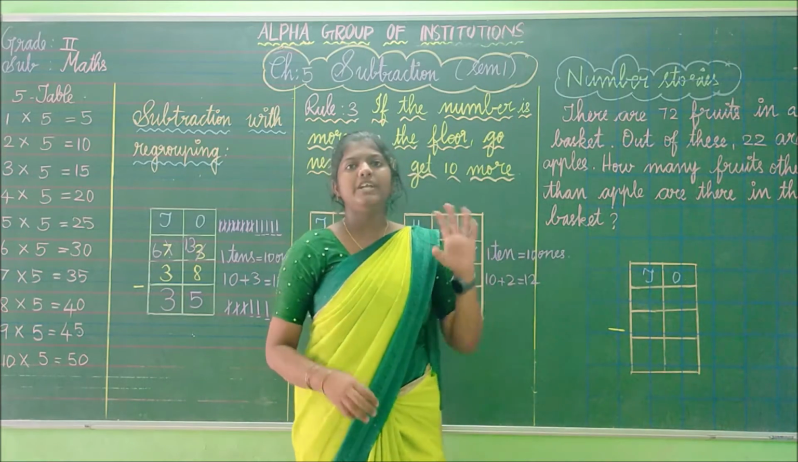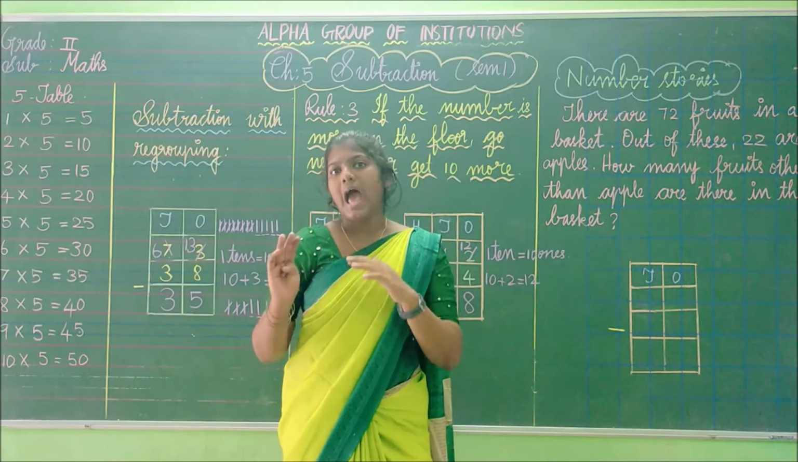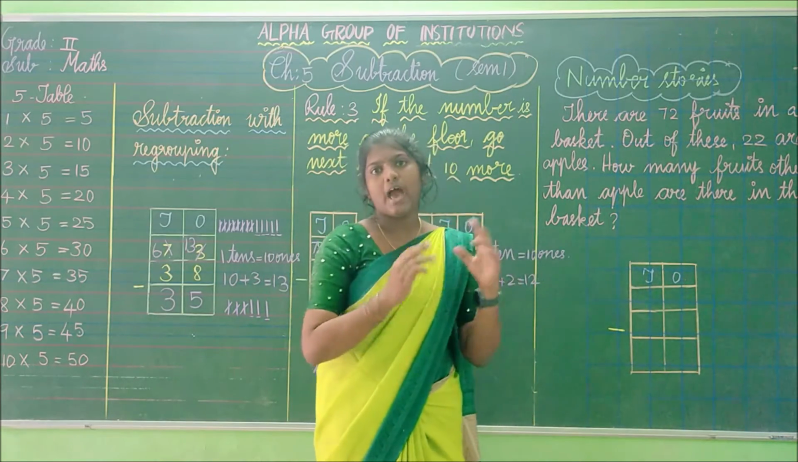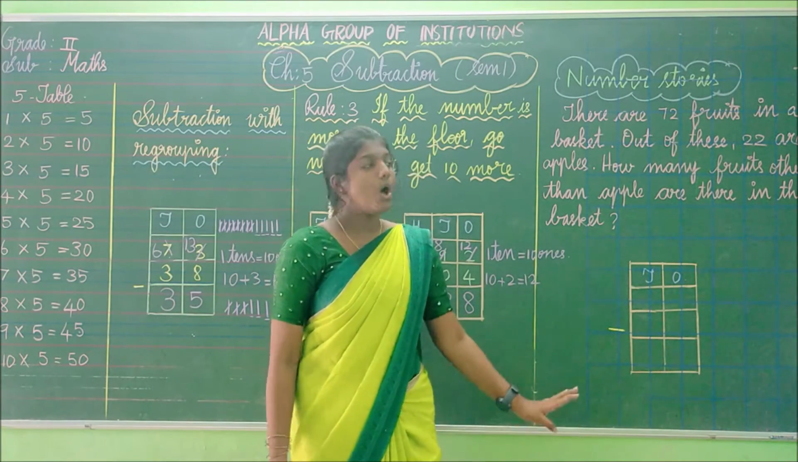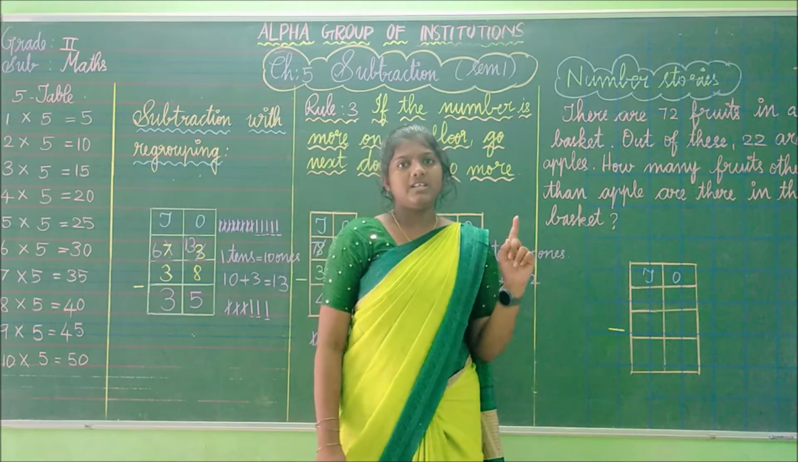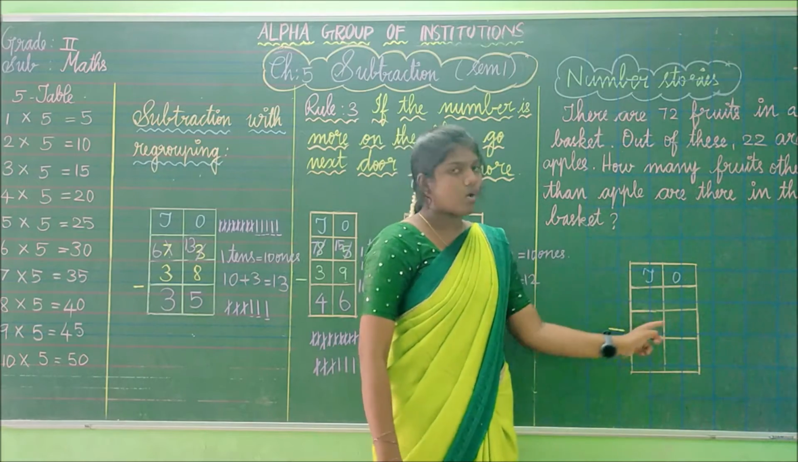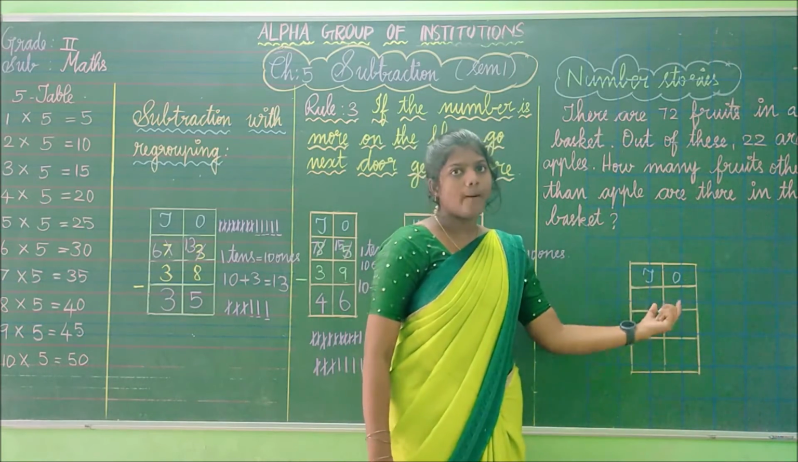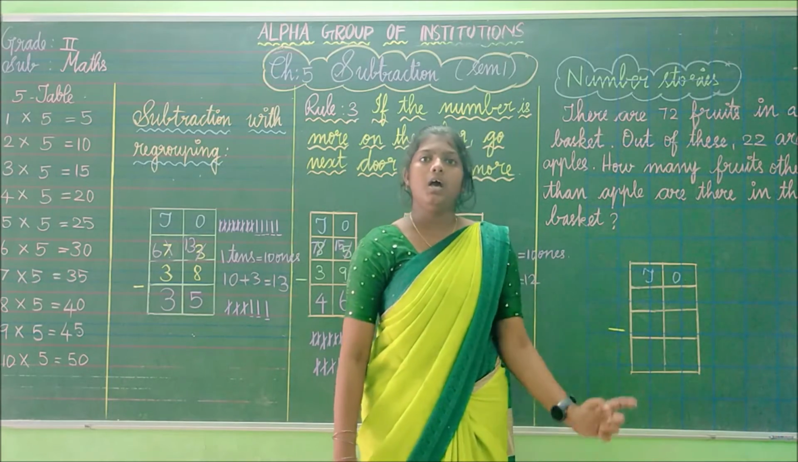In that, 22 fruits are apples. Then remaining, how many fruits do we have? We have to calculate that. And also remember one thing, children, when we write in this column, we have to write the bigger number on the top and smaller number at the bottom.